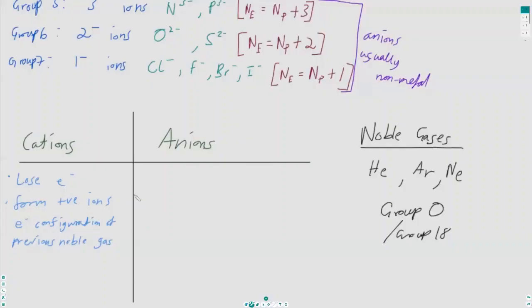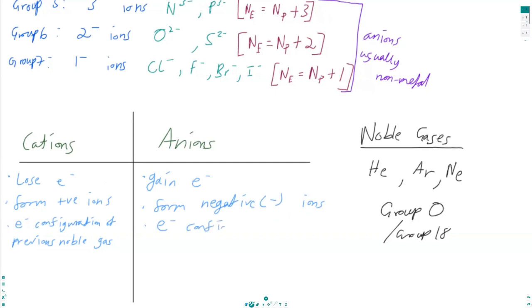The anions, these ones gain electrons and they form negative ions, and they have the electron configuration of the next noble gas.